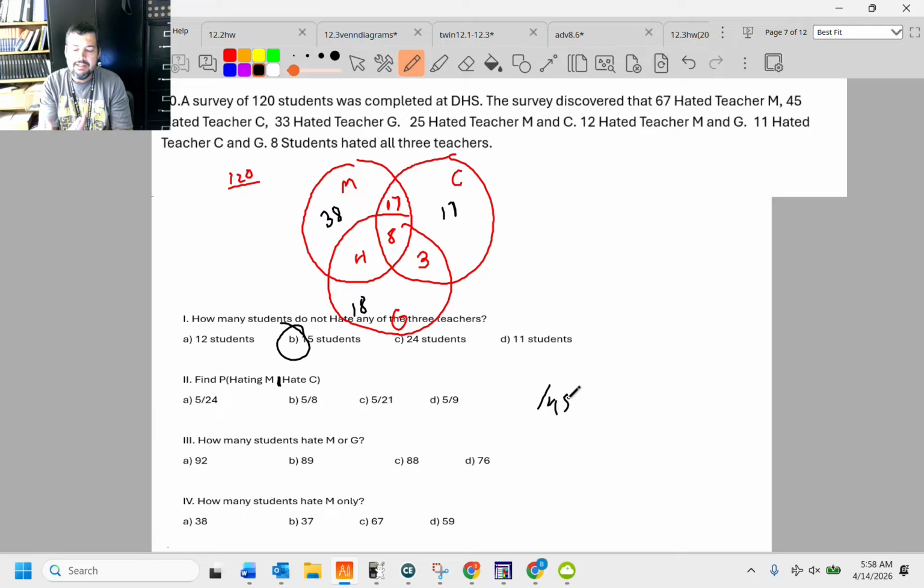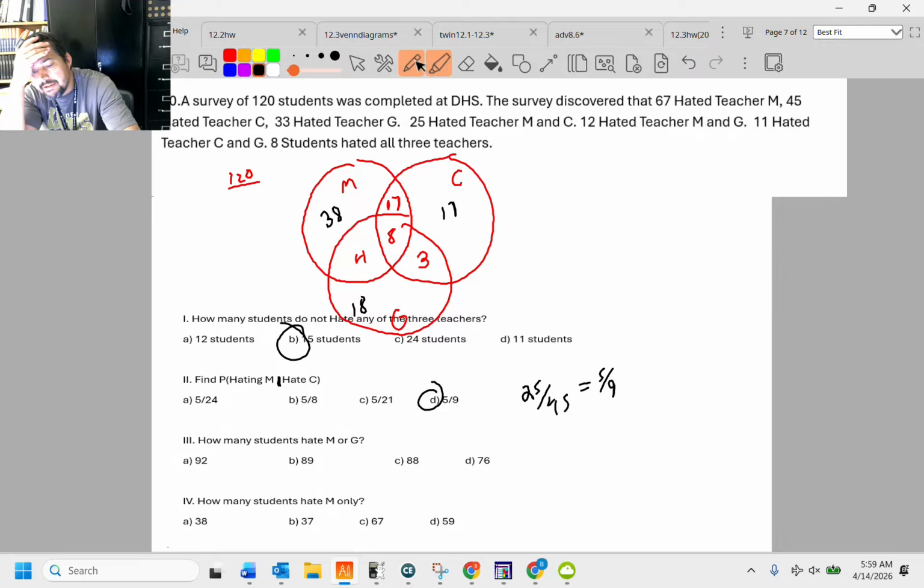It's not that easy for most things. Now, of those people in the C circle, there are 25 who don't like teacher M. And I have a fraction and I reduce it. 25 and 45 are both divisible by 5 last I checked. It's 5/9.